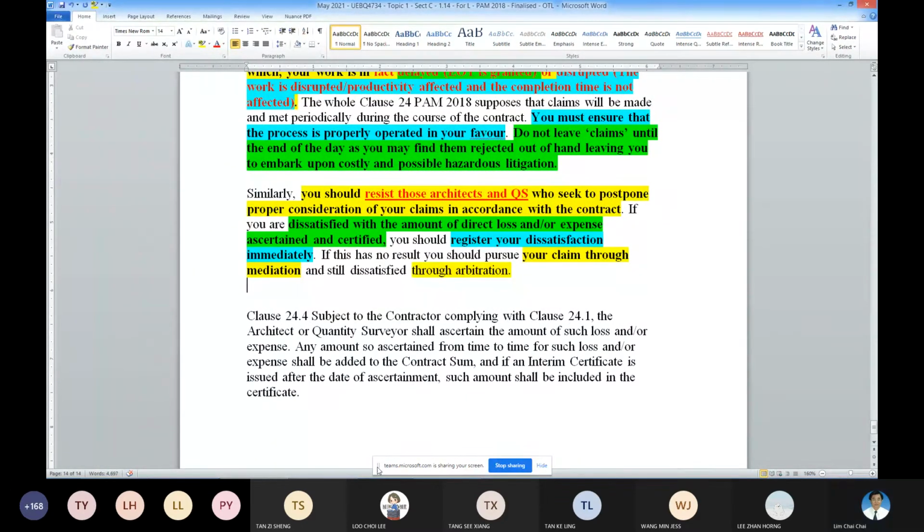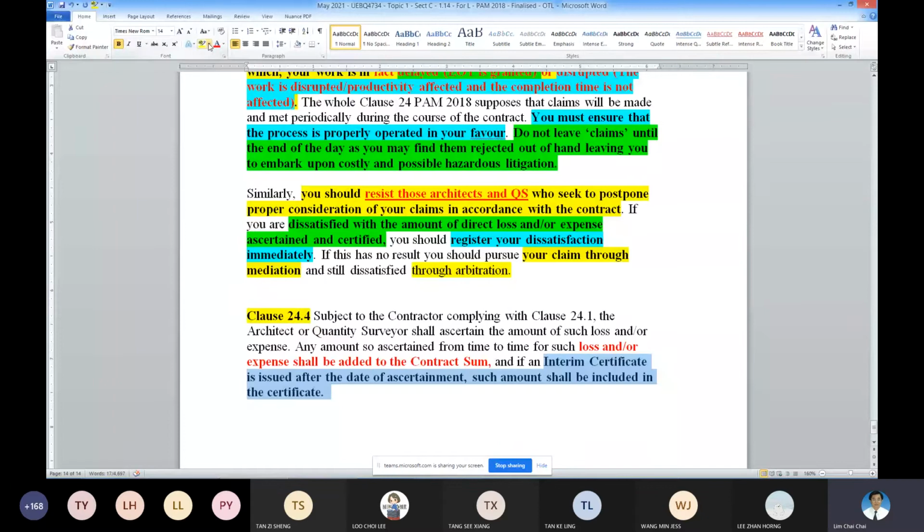Okay, so same case on clause 24.4, is for the architect to evaluate the loss and expense and add to the contract sum. That one is a future paper exercise. Important: interim certificate, and then it must be added to it. Once the loss and expense is computed, it has to be included in the interim certificate, and then after that, the contractor can make use of the money. That is the most important.